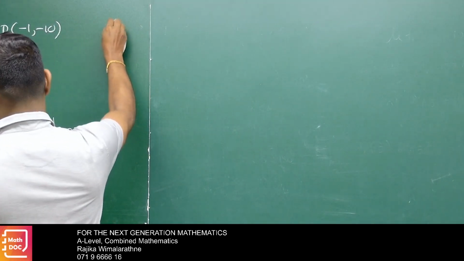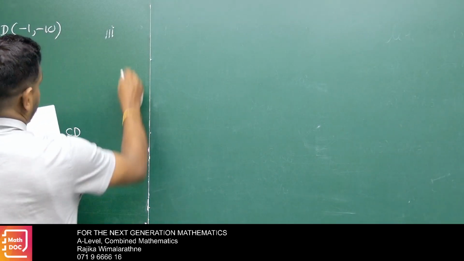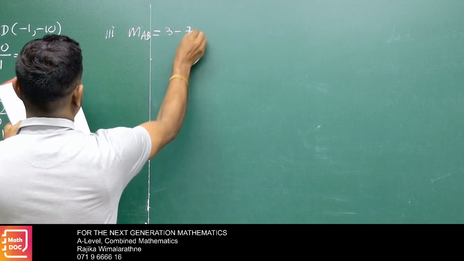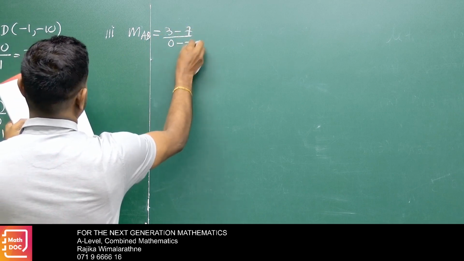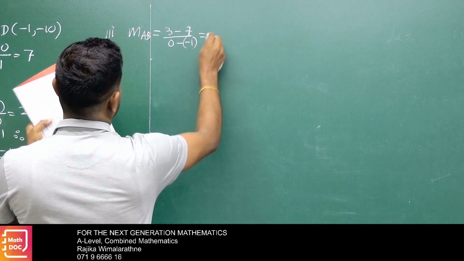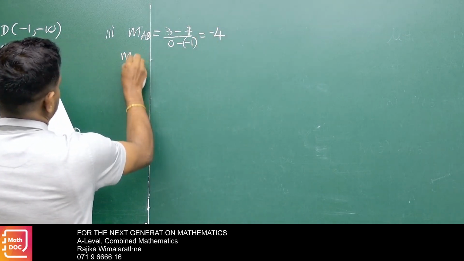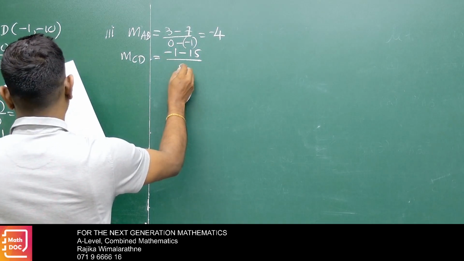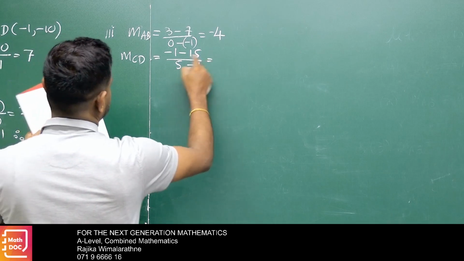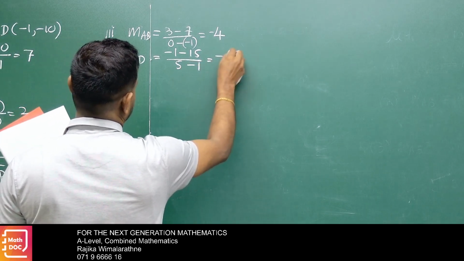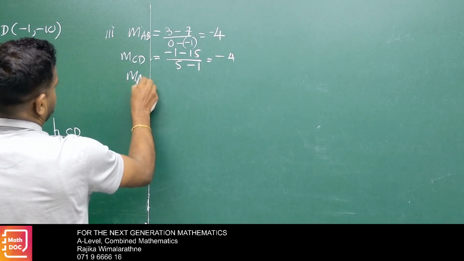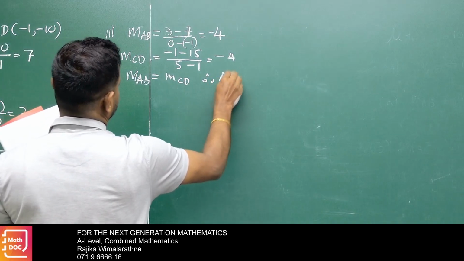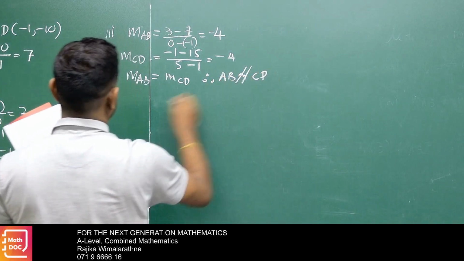Third. MAB: 3 minus 7 over 0 minus -1, which is -4. MCD: -11 minus 15 over 5 minus 1, which is -16 over 4, which is -4. MAB equals MCD. Therefore AB is parallel to CD.